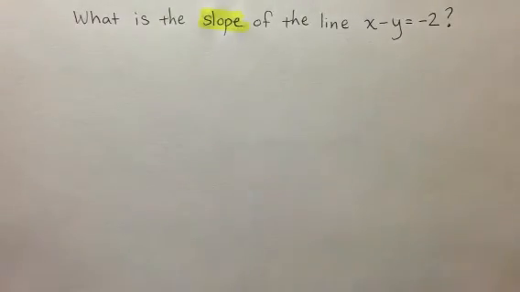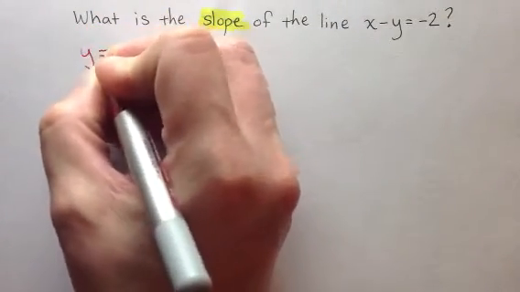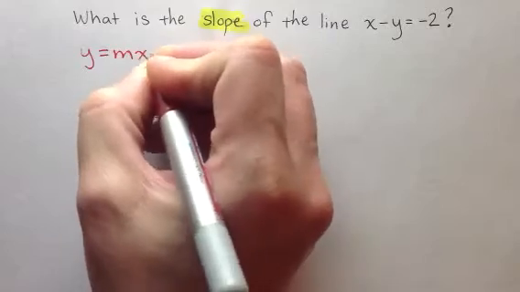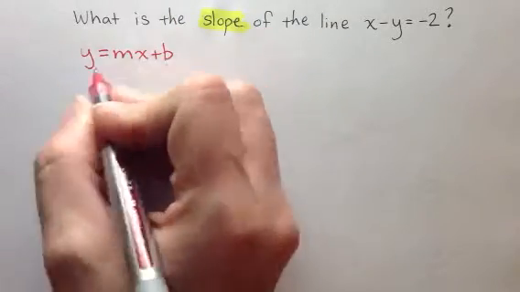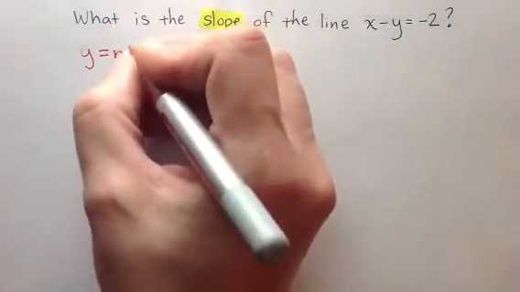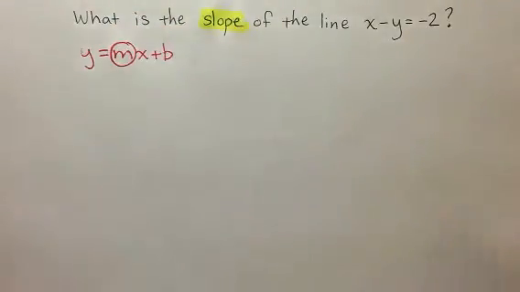So if we have an equation, what we need to do is get this into slope-intercept form, which looks like this: y equals mx plus b. In other words, we need to solve for y. Once we have it in this form, the slope is just going to be the coefficient of x. M represents slope in the slope-intercept formula.